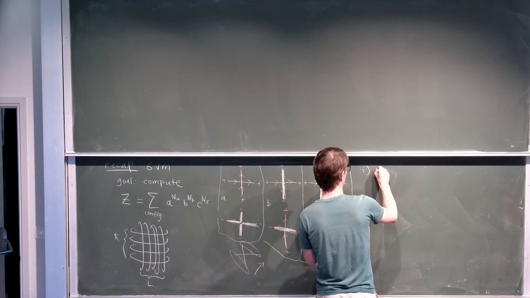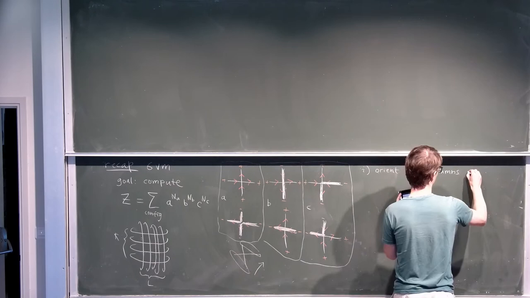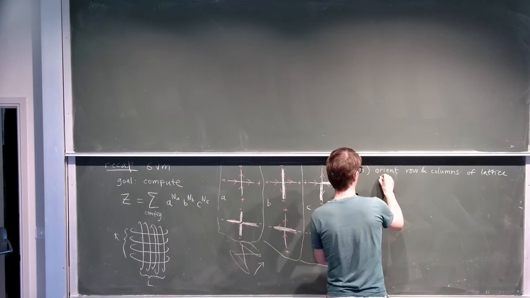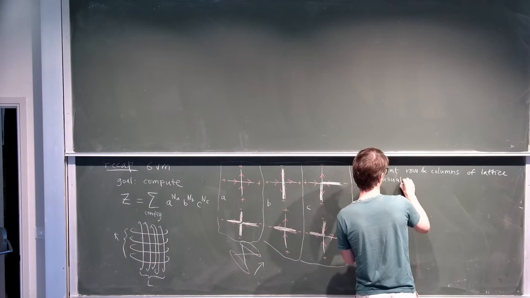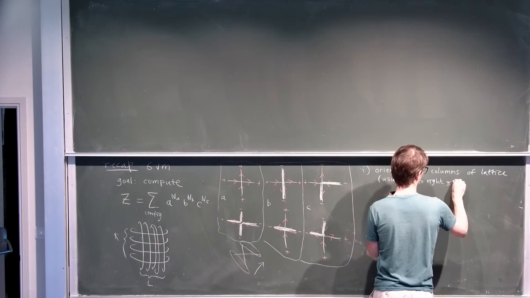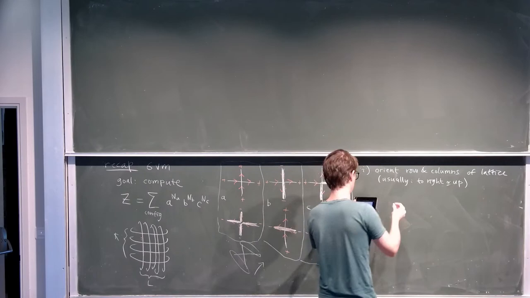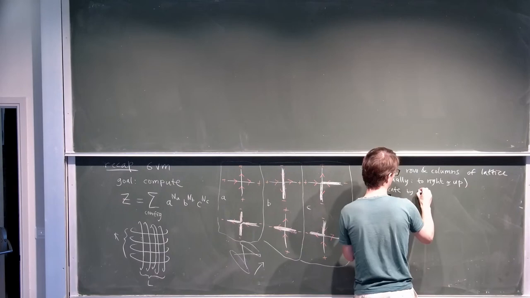First, this is convenient, we're going to orient our rows and our columns of the lattice, so all the horizontal lines and vertical lines. Usually, actually always, but sometimes maybe I want to rotate these pictures a little bit later on, so it's just good to fix this once and for all with these orientations. Usually this will be to the right and up. And to indicate this orientation, we use a little arrow. This little arrow should not be confused with the red arrow there, which I will not use much anymore. So indicate by a little arrow at the end of the line.